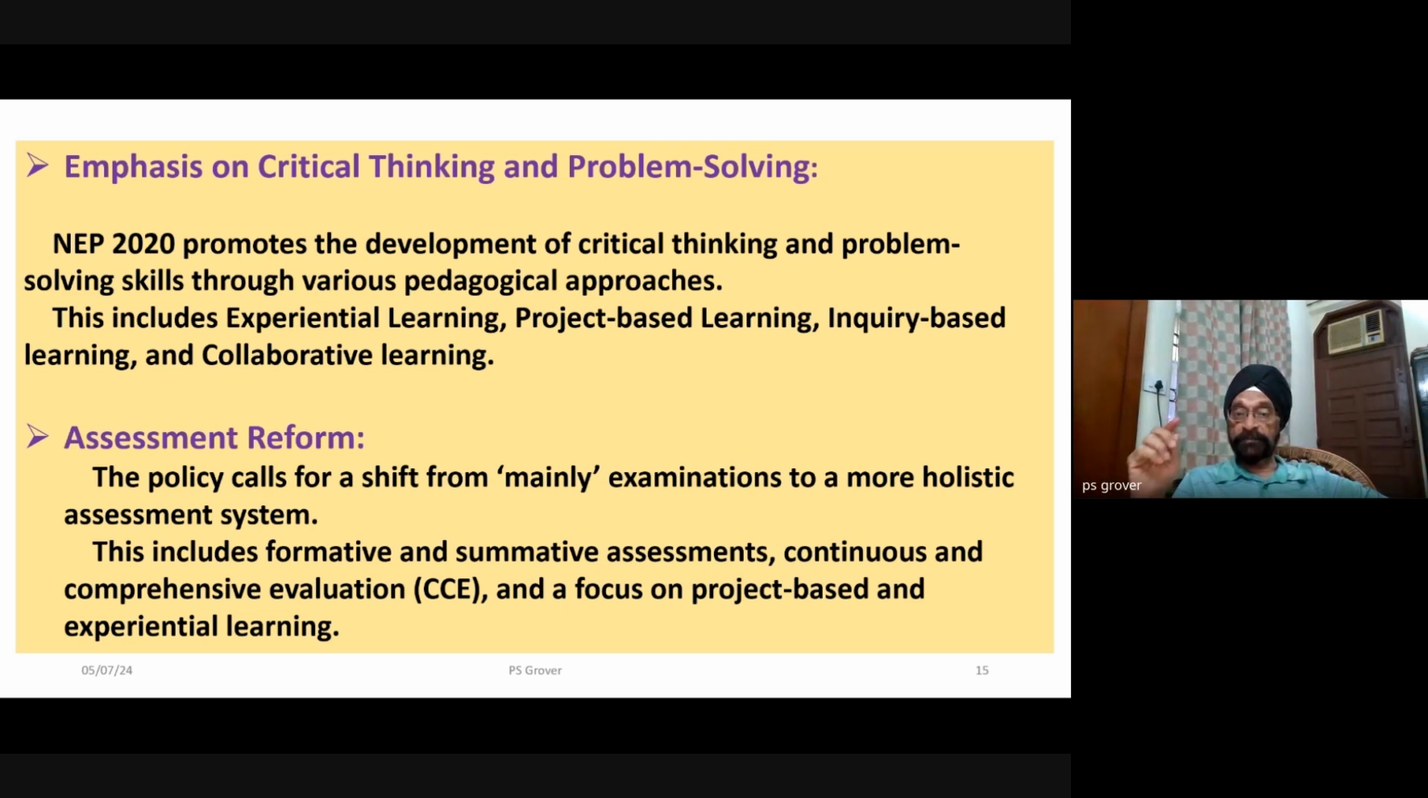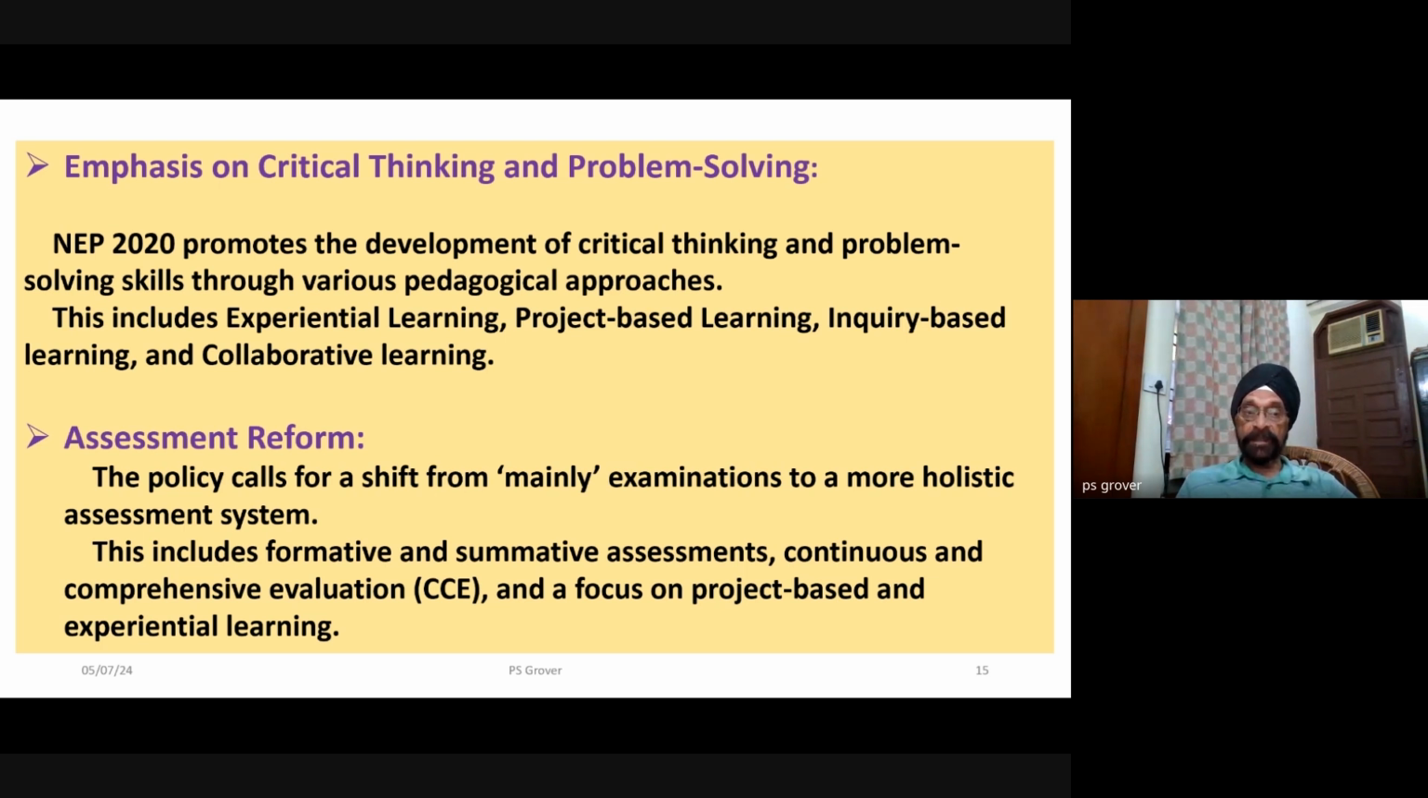NEP promotes the development of critical thinking and problem-solving skills through various pedagogical approaches. That means adopt those methods, emphasize those techniques which equip the student to become thinkers, critical thinkers, creative thinkers. That's with a growth mindset.